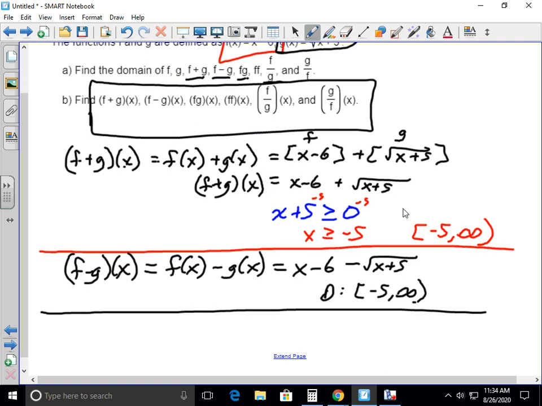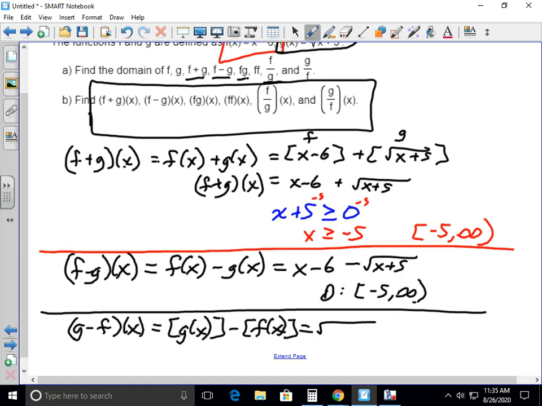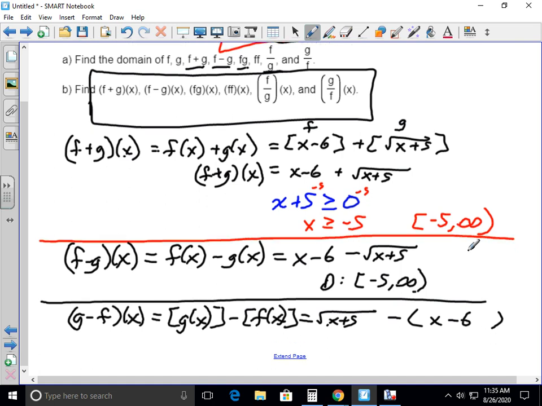Now, we're not asked for this, but let's imagine if it was g minus f. Here's where we have to really be careful. And here's where my original brackets or parentheses would be helpful. Since this is g of x minus f of x, g is square root, and then we would be subtracting f. F is x minus 6.